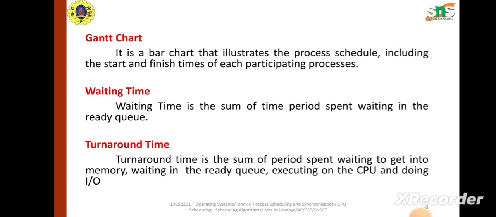And as said in the last session, these are the definition of a Gantt chart, waiting time and turnaround time. Gantt chart is nothing but a bar chart, and it is a pictorial representation which contains the starting and completion time of the process execution. Waiting time is nothing but the time period spent by the process in a waiting queue, and turnaround time is nothing but the waiting time of the process along with its execution time. So turnaround time is the sum of waiting time and its burst time.